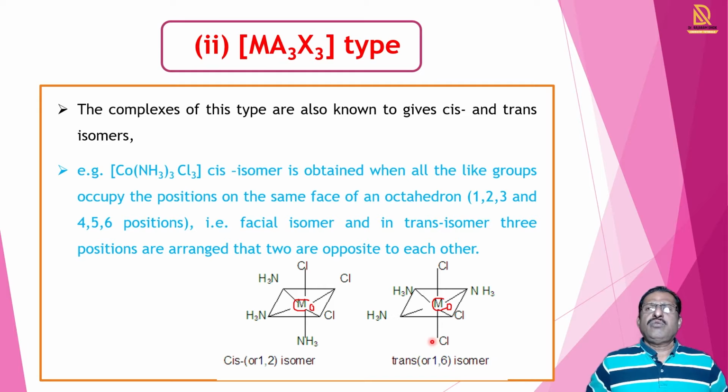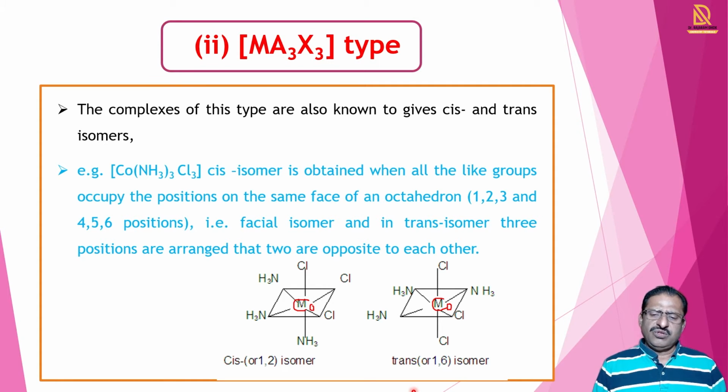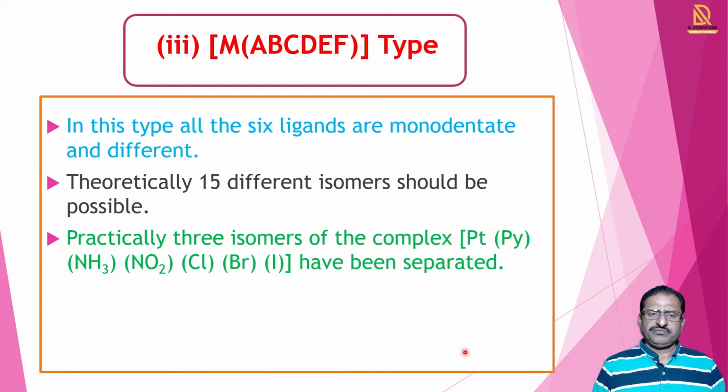So again you remember, when position number 1 and 2 have the same type of ligand, then cis. Position number 1 and 6 the same type of ligand, then trans. If there are three same type of ligand at position number 1, 2, 3, then cis. And when position 1 and 6 are the same, then that is called trans. So in this way, in the case of this MA3X3 type, we show the cis and trans phenomena. Also, these two are the cis and trans isomers of each other.